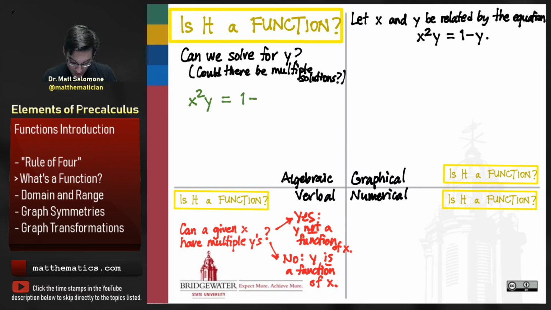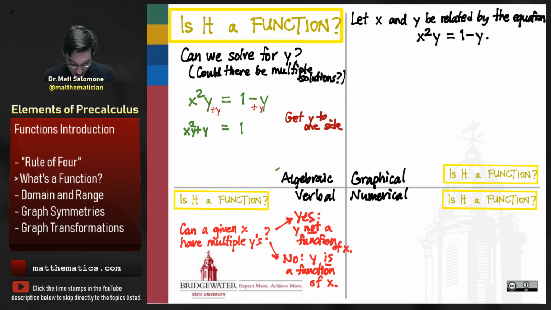This is probably not most algebra students' idea of a good time. But this particular problem is pretty tractable. So what I'll do here is I'm going to try to get all my y's on one side so that I can isolate them. I'm going to do that by just adding y to both sides, so that instead of having a y on the left and the right, I'll have it only on the left. So I'll do that addition. That's going to give me x squared y plus y equals 1. Now all my y's are on one side.